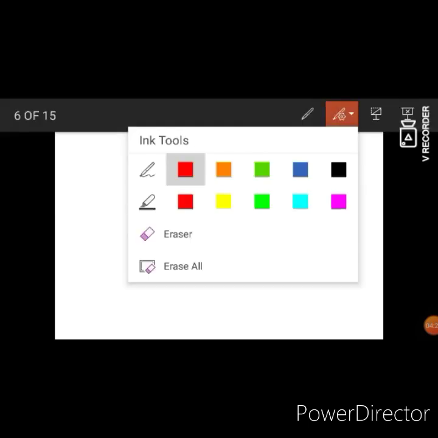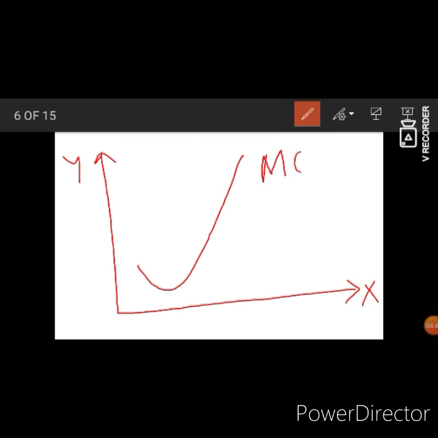This is our x-axis and this is our y-axis. This is our MC curve. This is our AVC curve. And this is our AC curve. So we find that the minimum point of AVC, that is this point, is at a greater output than MC. As the x-axis measures output, so the minimum point of AVC, as you can see, this point is at a greater output than MC.